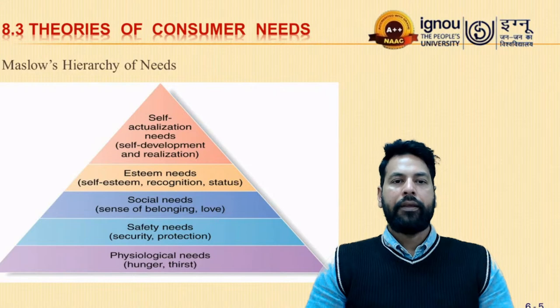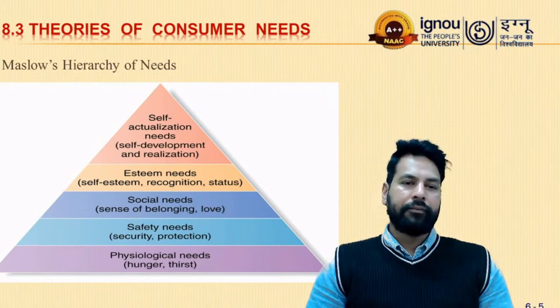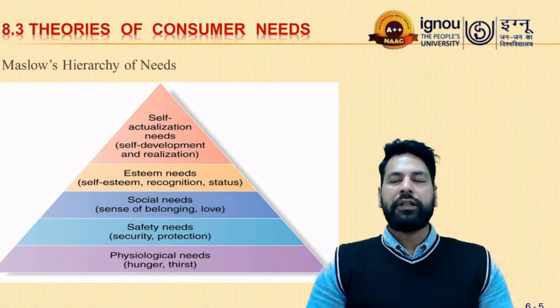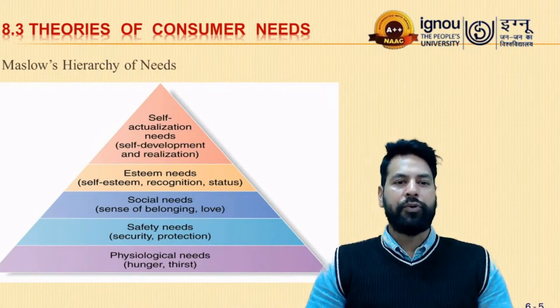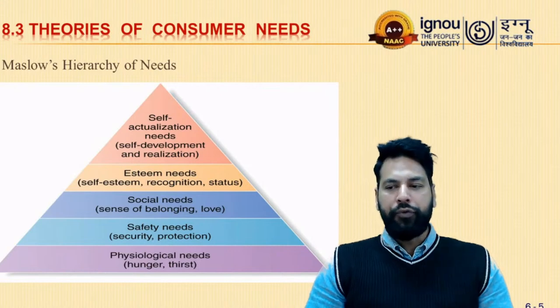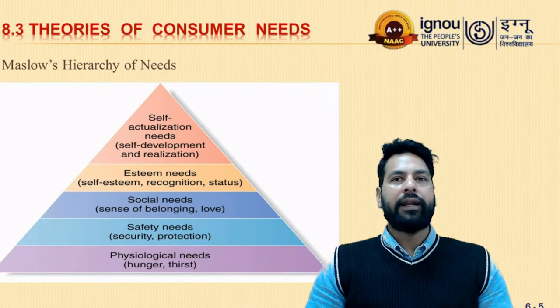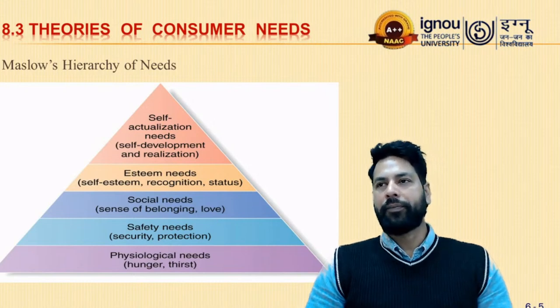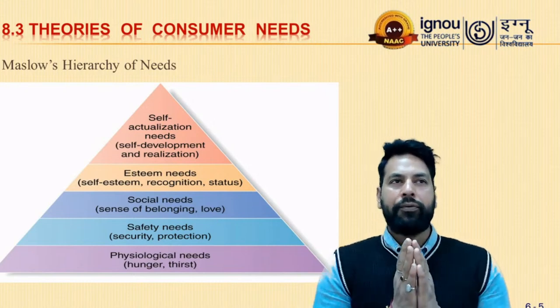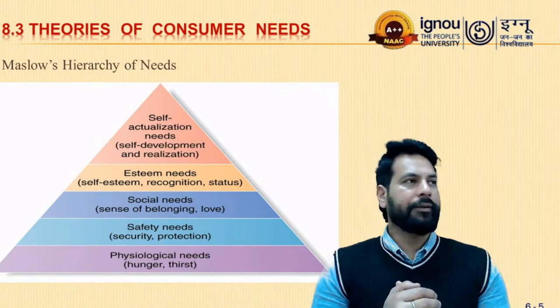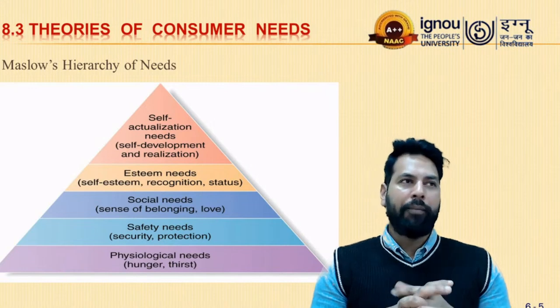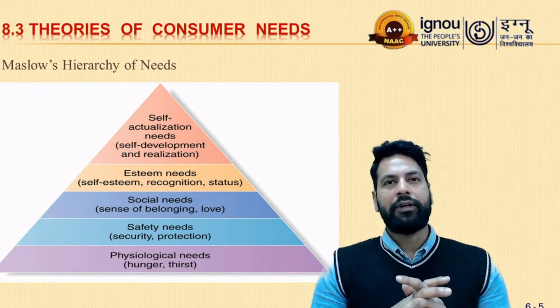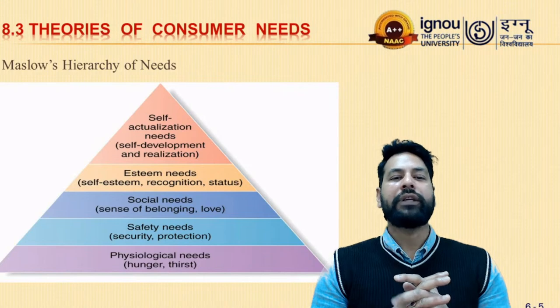If you see this pyramid, the bottom is physiological need, something to do with your food, hunger, thirst. I just spoke. And once you finish up, once you complete this need, you move to the second level of need, that is called safety need. Fair enough, I have got my food, shelter, but I also need to be protected. Because if I don't get protected, I might not be existing in this world. So that is known as safety need.